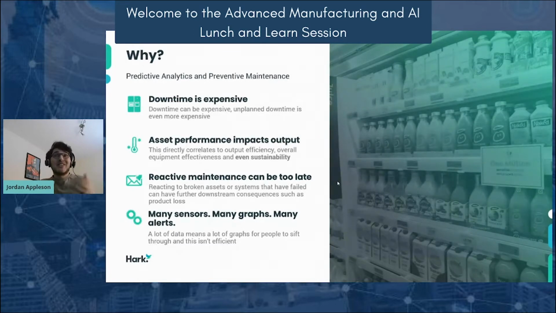Reactive maintenance, like we just mentioned, can be too late. For instance, knowing something is going to break a week beforehand, or has a chance of breaking, or has some kind of problem, gives you time to proactively analyze the situation and plan the best course of action, rather than react to something breaking. That reduces the need to react, but it also reduces downstream consequences as a result of product loss, right?